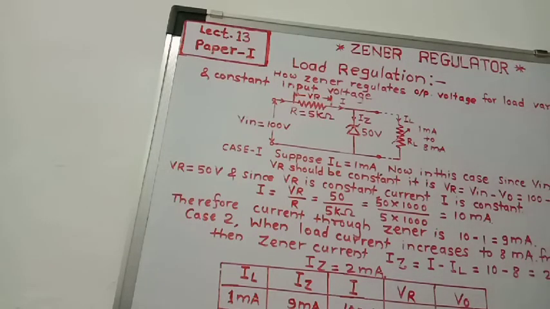What is load regulation? It is defined as the change in output load voltage, that is delta VO, when the load current varies from minimum to maximum. That is, load regulation is equal to VNL minus VFL divided by VFL, multiplied by 100. It is the percentage load regulation. Okay, so we will stop here.